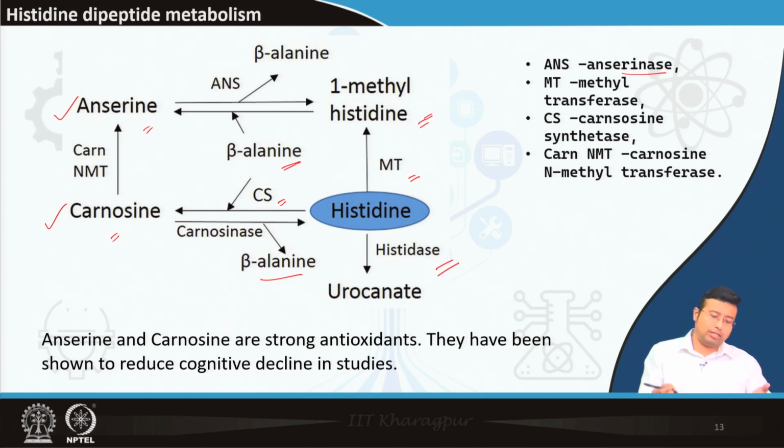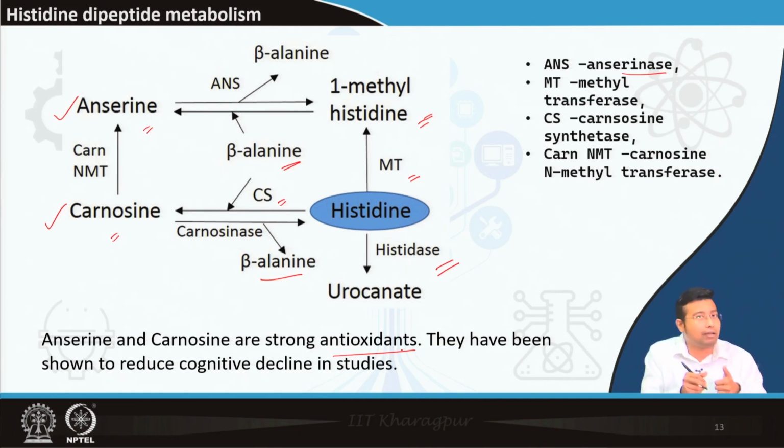So why do we need to know the role of anserine and carnosine? Well, they are very important antioxidants. Free radicals, or oxidative stress, are tackled by these compounds, and they have been shown to reduce cognitive decline in research studies. So you should know at least that these are the products from histidine metabolism, even if you do not remember the entire pathway.